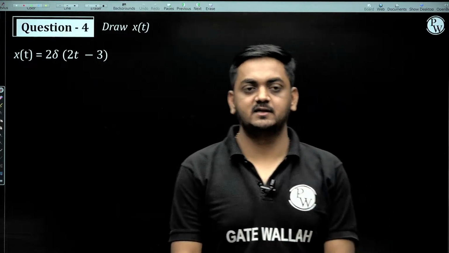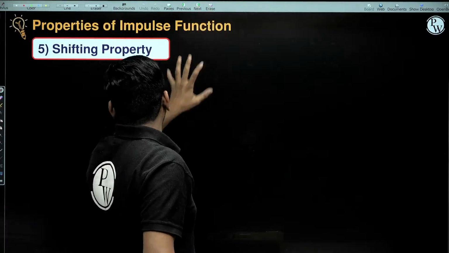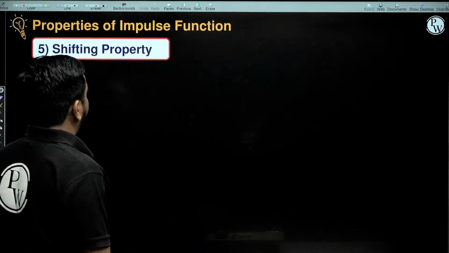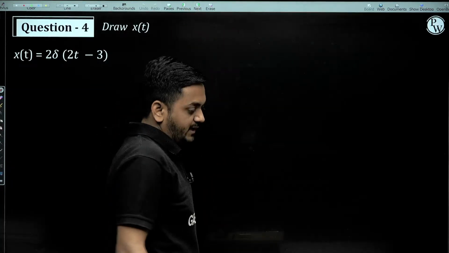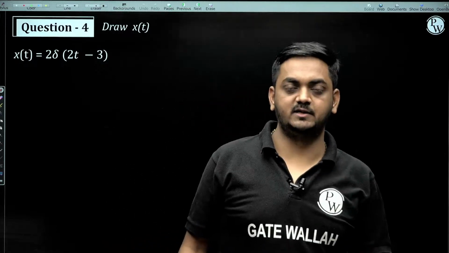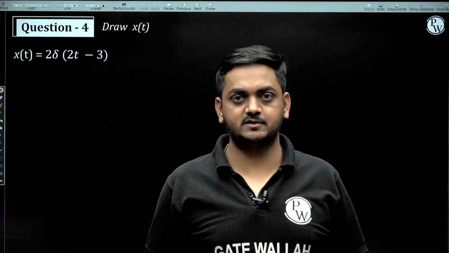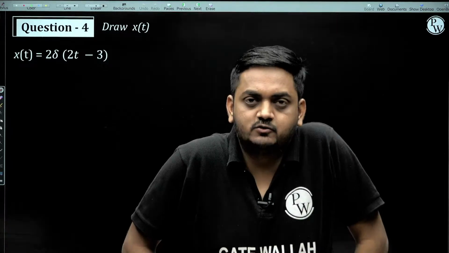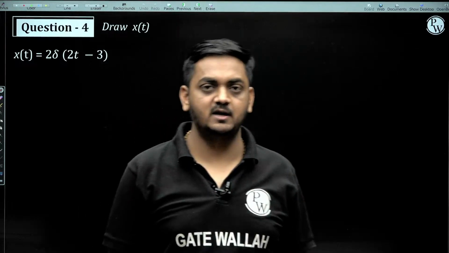In the next class we will see the next properties of the impulse function. We will see the product property, then the scaling property, sampling property, then the shifting property, and some important results based on these properties. Then we will solve a number of questions. We will solve a total of 20 questions based on these properties, and it is very important.